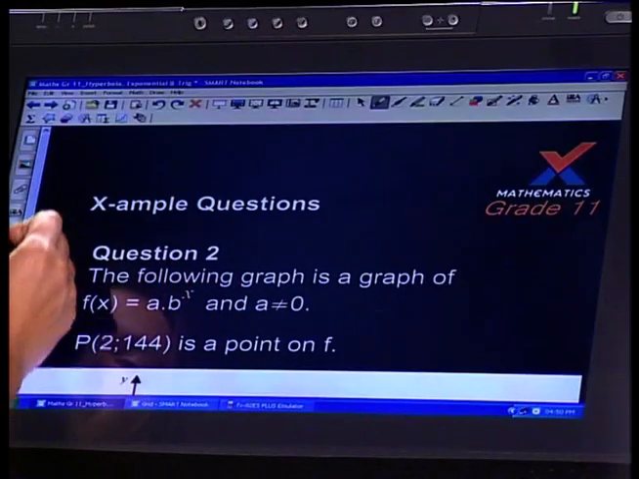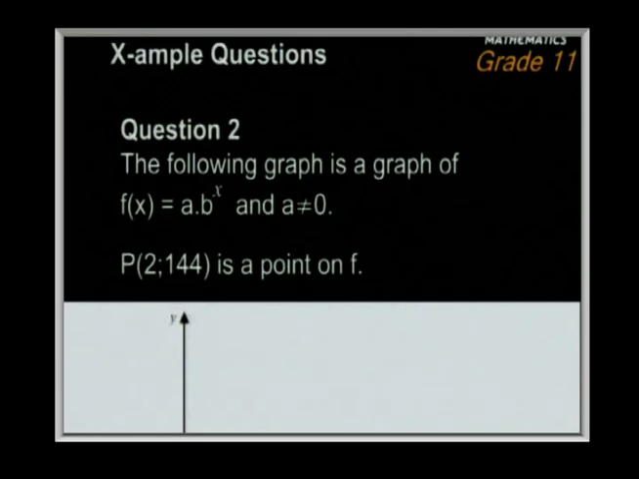We should now move on to question 2. Question 2 says, the following graph is a graph of f of x is equals to a times b to the power of x, and a cannot equal 0.